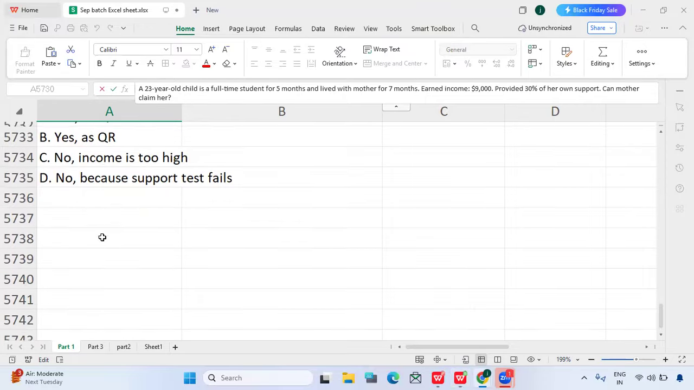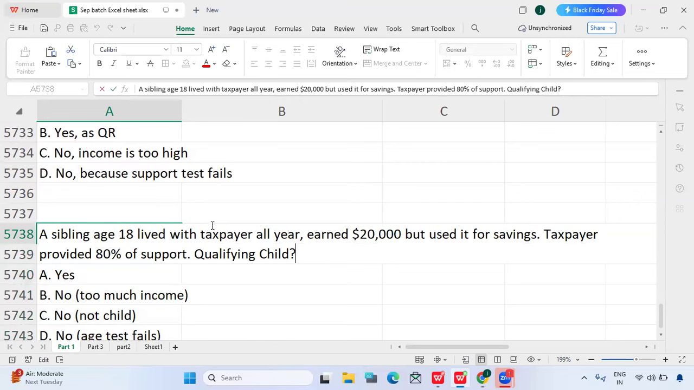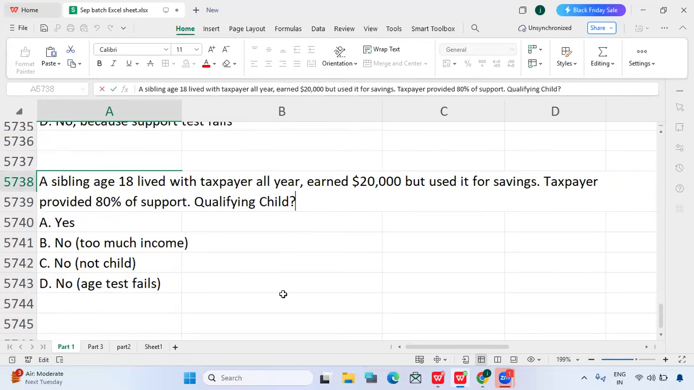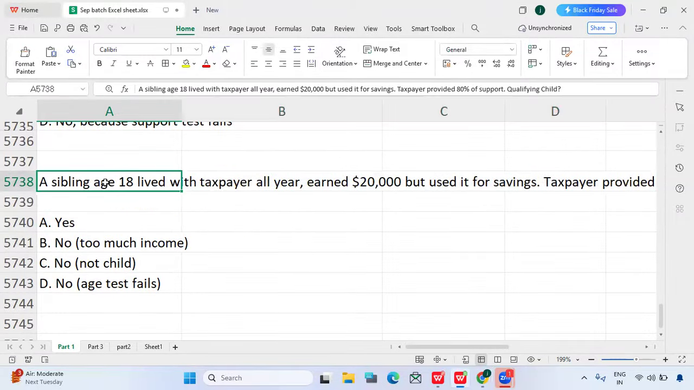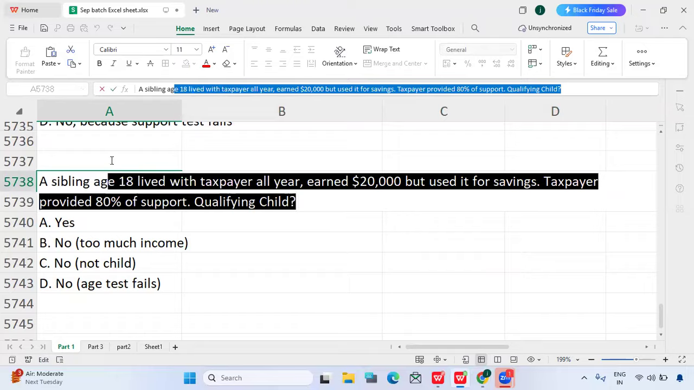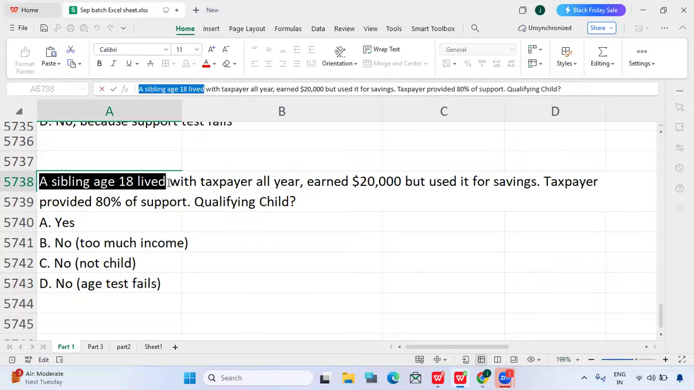And next one, the fourth one. Sibling, age 18 years, lived with the taxpayer all the year, earned $20,000 income but used it for savings, with 80% support. Now tell me the correct answer. Can we consider a sibling as qualifying children? Yes, siblings are qualifying children. Age 18, all the year. Under 19 means 18 or less, so 18 here, no need to worry.